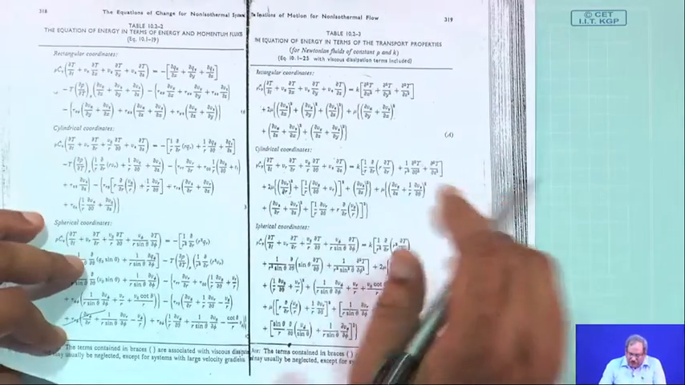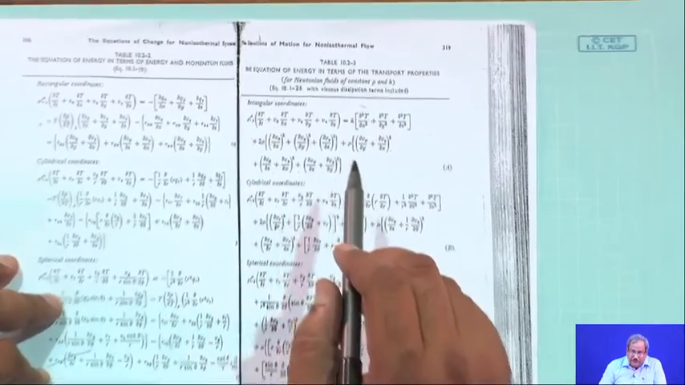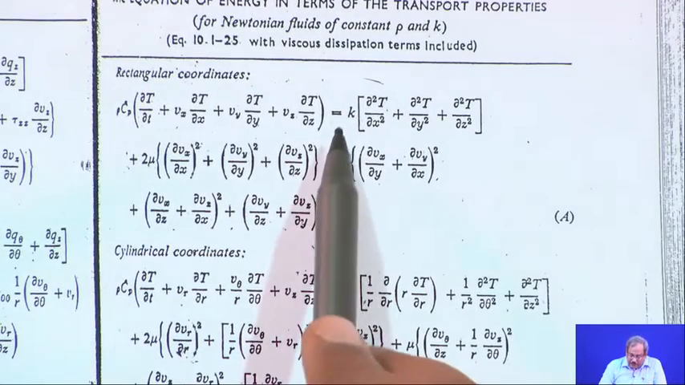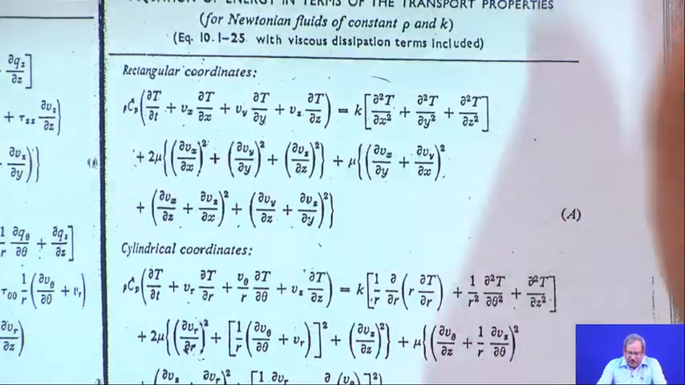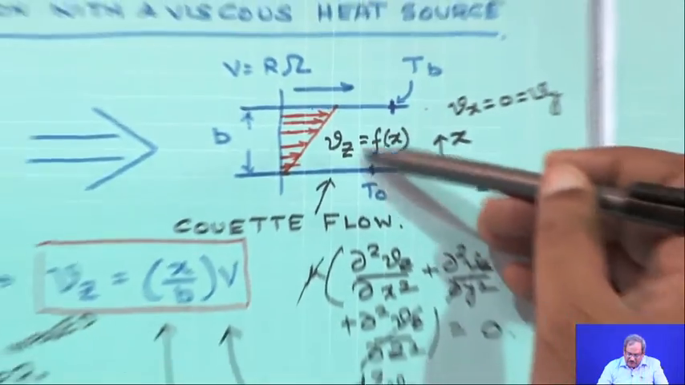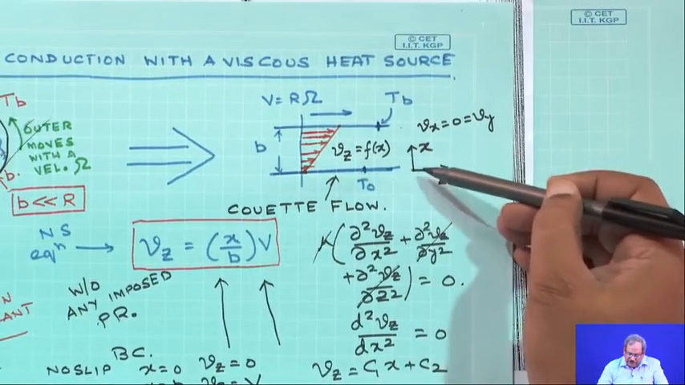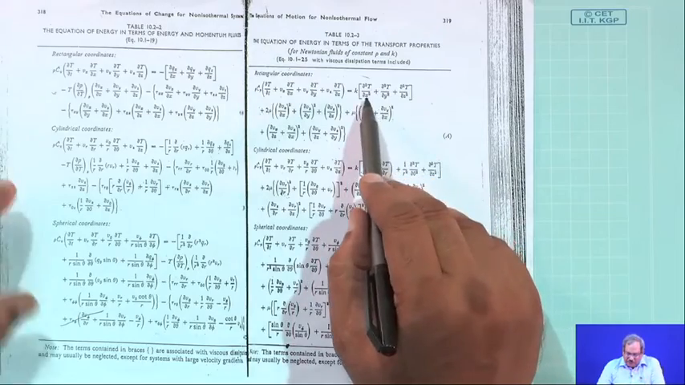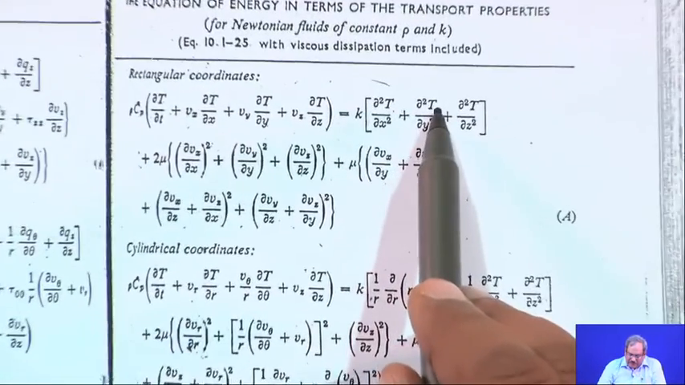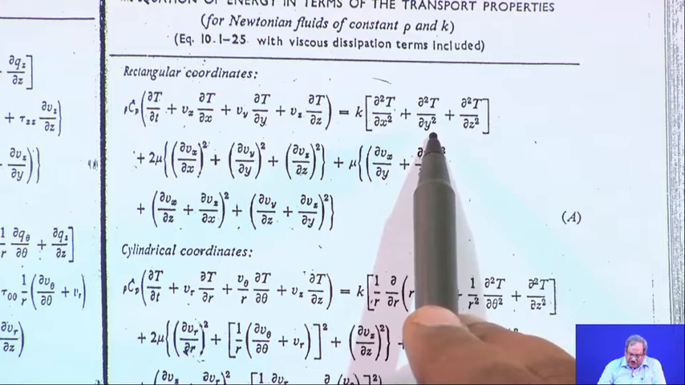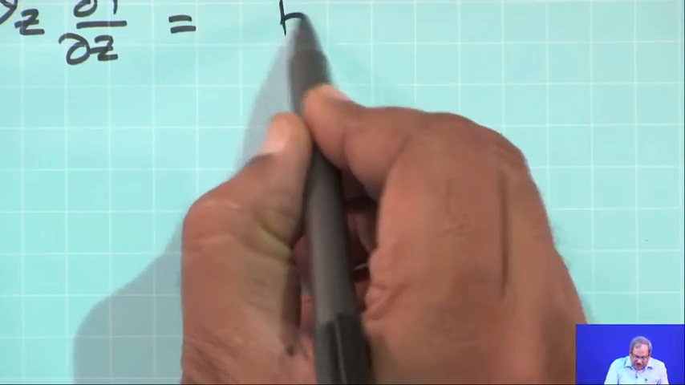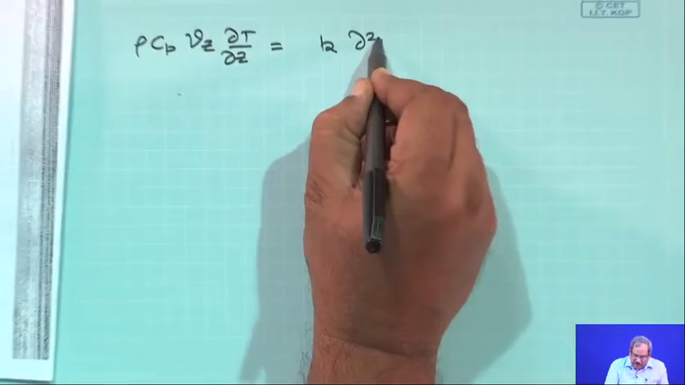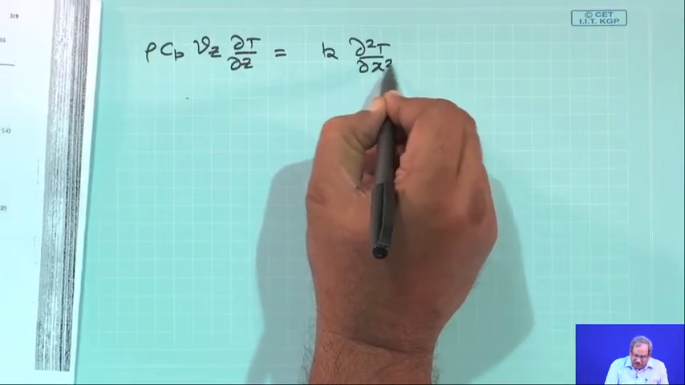And let us see what will remain on the right hand side. On the right hand side, I have k del 2 T del x square. If you look at this, temperature is definitely a function of x, right. This is my x direction. So, the first term would remain in the expression. For del 2 T del y square, temperature is not a function of y, and for del 2 T del z square, temperature is not a function of z as well. So, the only remaining term over here is going to be del 2 T by del x square.